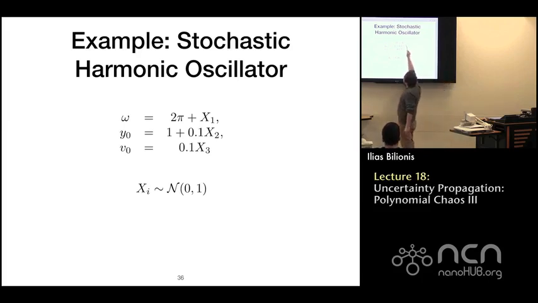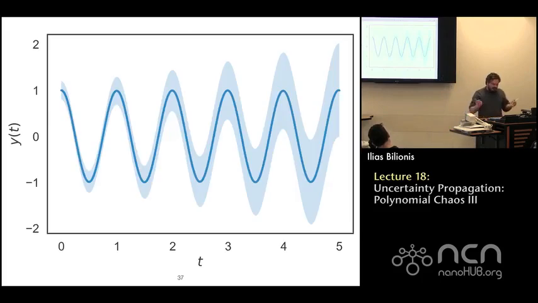And now I just solved the problem for this particular uncertainty. So I'm saying that the natural frequency is 2 pi plus some noise that is actually quite big, okay, has variance 1. And I'm taking the initial condition to be 1 plus a little bit of noise, and the initial velocity to be 0 plus a little bit of noise. Okay?